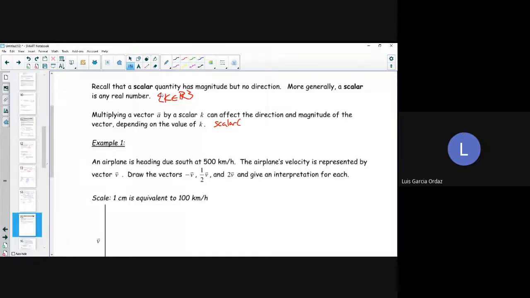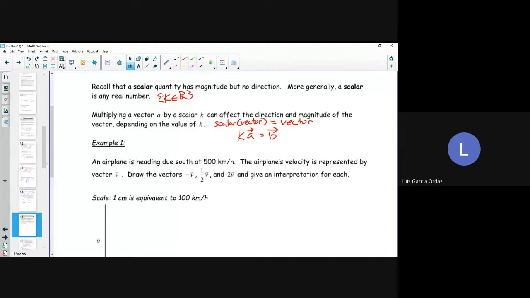My k times my vector is equal to my new vector. So for example, I get my scalar k times vector a. That gives me the new vector, which is vector b. So for example, let's start off pretty slow and steady.